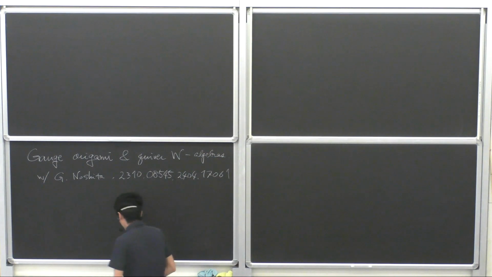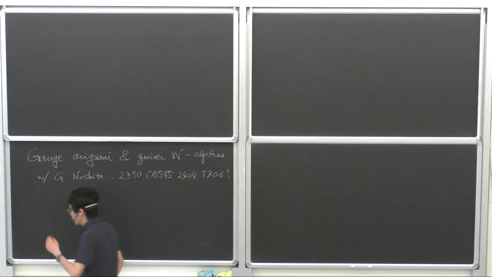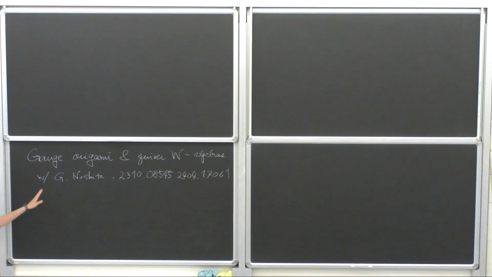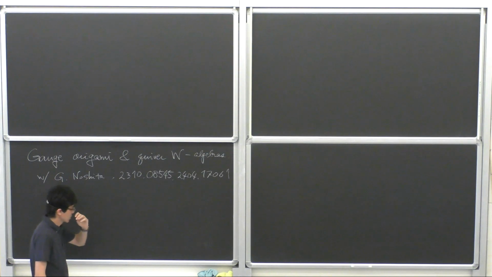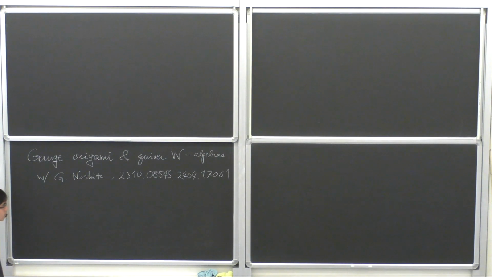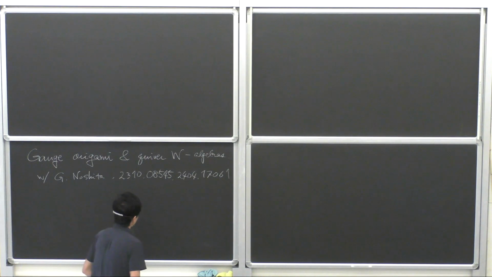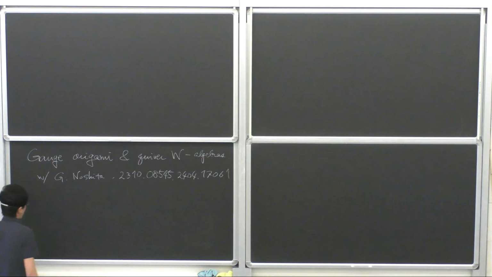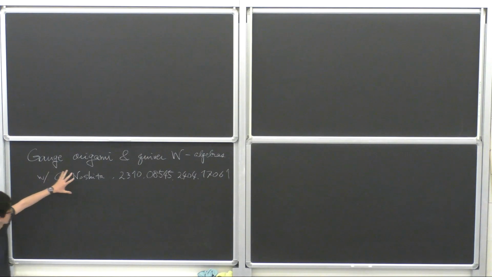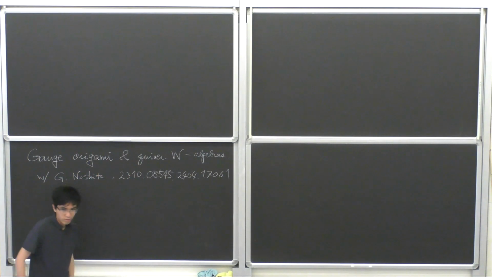Today I'm going to talk about my recent work on gauge origami and Quiver W-algebras. It is based on several of my recent works with Noshita Gokun, a PhD student at the University of Tokyo. We have two papers here. These terminologies may not be so familiar, so let me start with a bit of motivation and introduction.